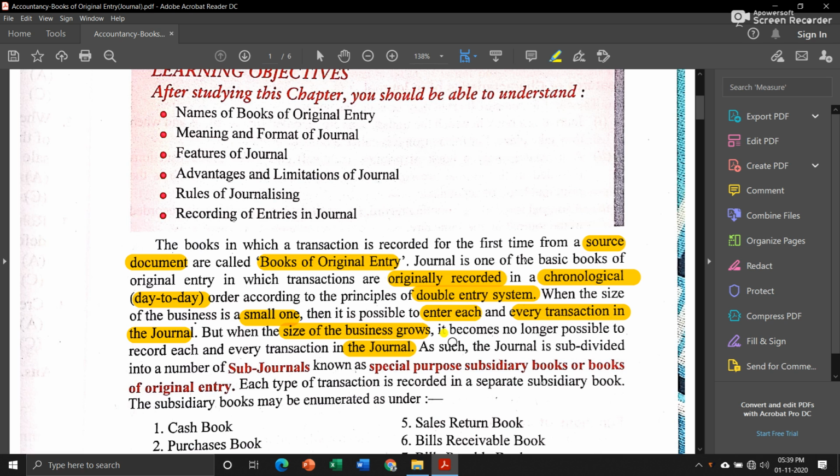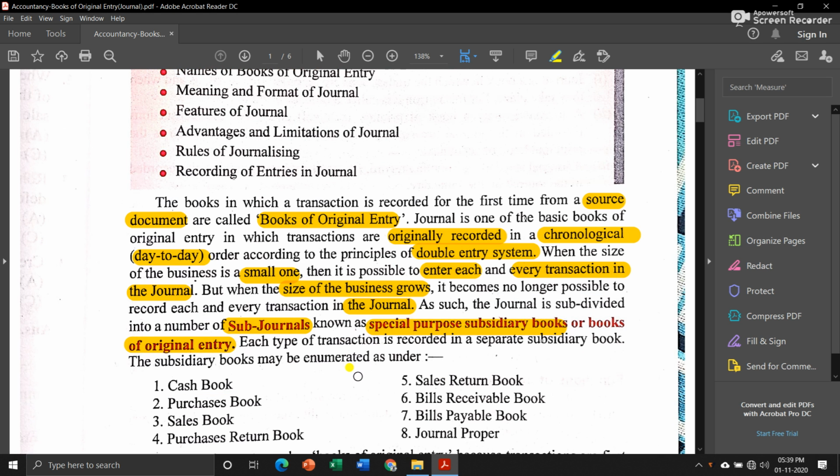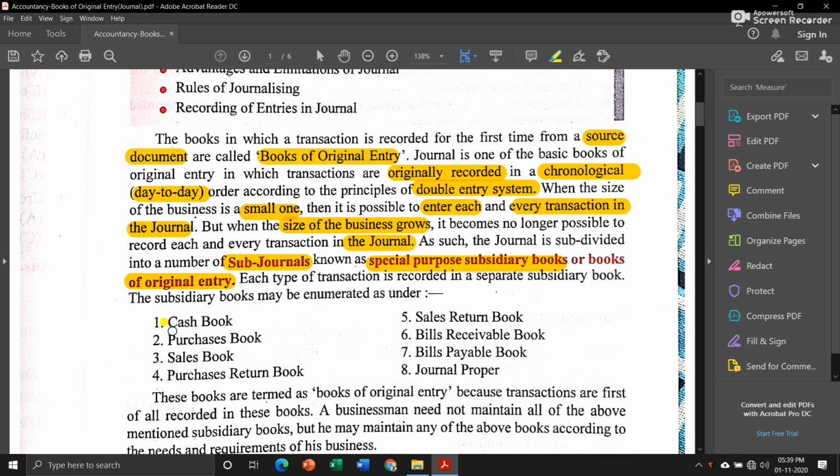As such, the journal is subdivided into a number of sub-journals known as special purpose subsidiary books or books of original entry. Because big businesses cannot maintain a single journal, we divided the journal into different parts, and those parts are known as sub-journals or special purpose subsidiary books or books of original entry. Now these sub-journals are cash book, purchase book, sales book, purchase return book, sales return book, bills receivable book, bills payable book, and journal proper.